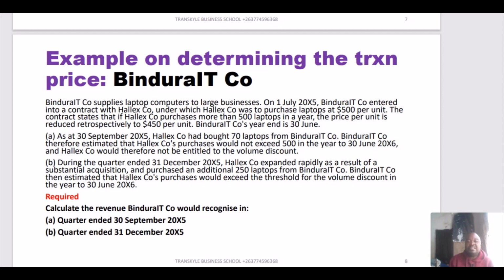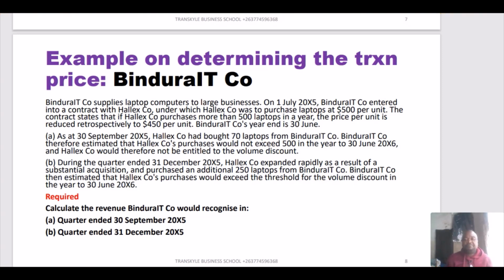Bindura IT Co then estimated that Halex Co's purchases would exceed the threshold for the volume discount in the year ended 30 June 20x6. Now, required: calculate the revenue Bindura IT Co would recognize in A, the quarter ended 30 September 20x5, and B, the quarter ended 31 December 20x5.